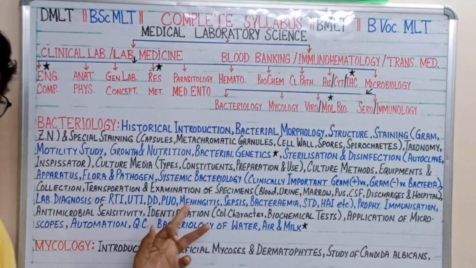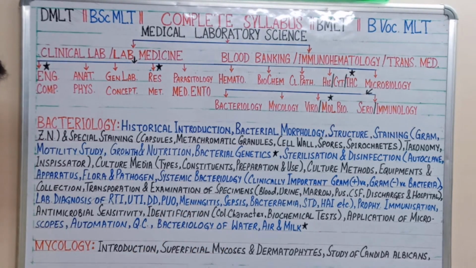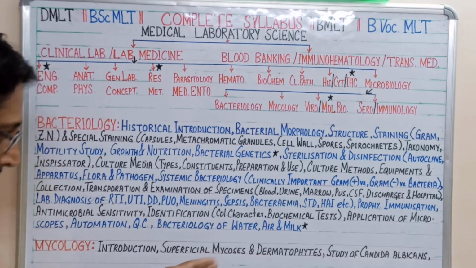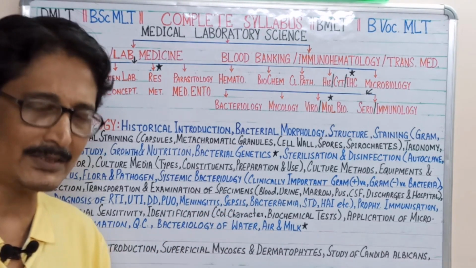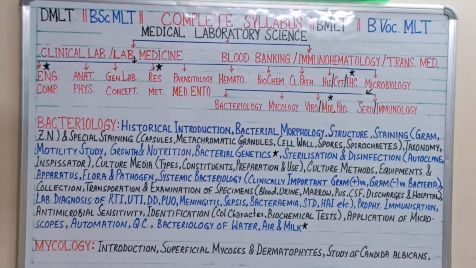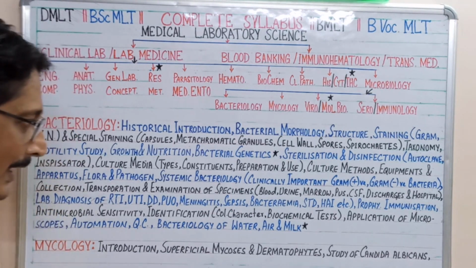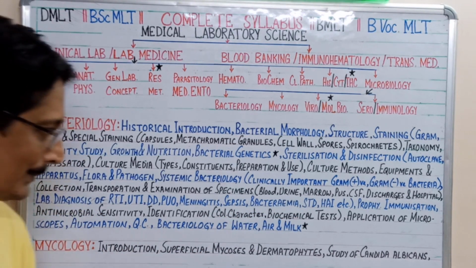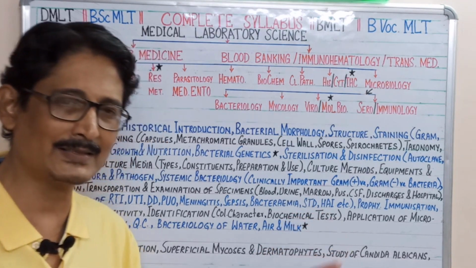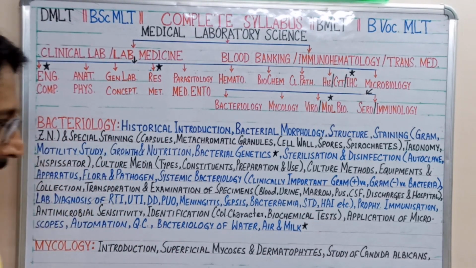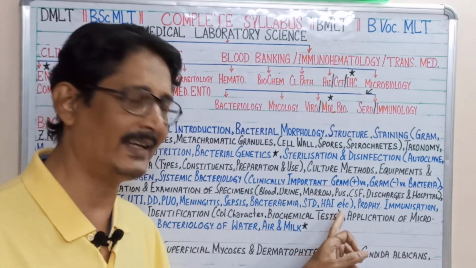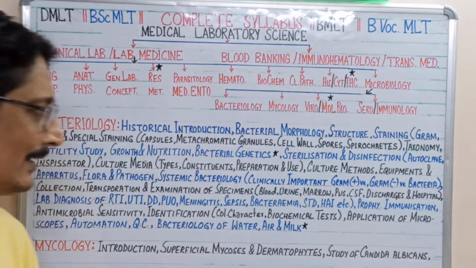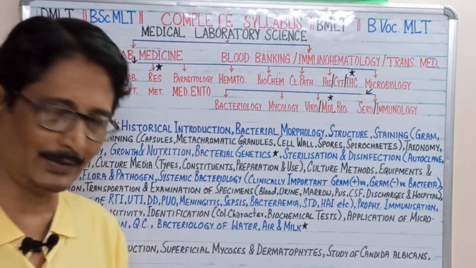So pyrexia of unknown origin, meningitis and sepsis. Sepsis, that means today's word is septicemia. Bacteremia, that is the bacterial load in the blood. STD means sexually transmitted disease, and HAI means hospital acquired infection.